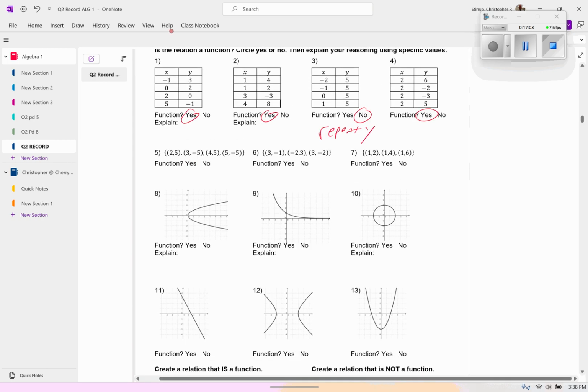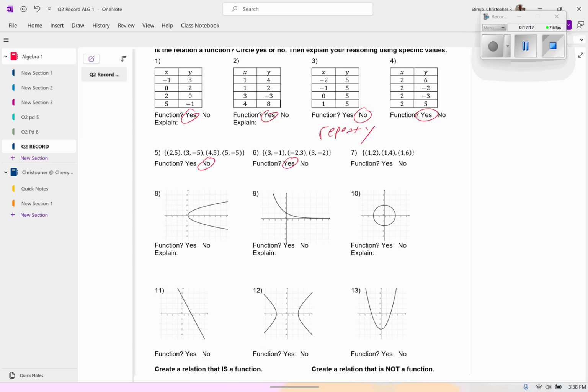Is this a function? 5, negative 5, 5, negative 5. No, the y repeats. What about this one? Negative 1, 3, negative 2. Yes, it's a function. The y doesn't repeat. 2, 4, and 6 is also a function because it doesn't repeat.